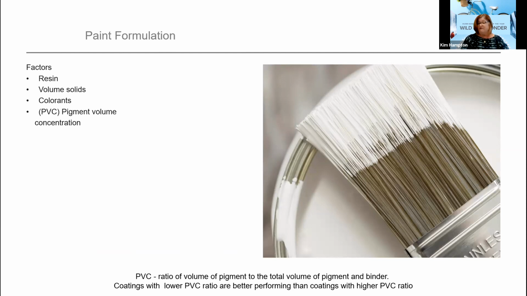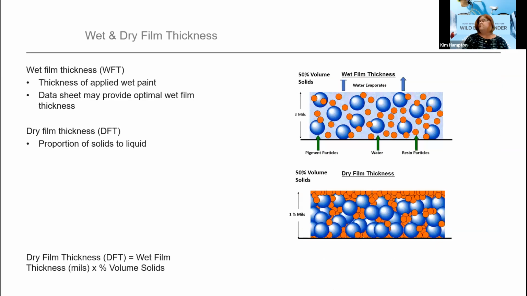Coatings with a lower PVC ratio are better performing than coatings with a higher PVC ratio. The wet film thickness, which is also known as WFT, is the thickness of the applied wet paint, and product data sheets may provide the optimal wet film thickness.